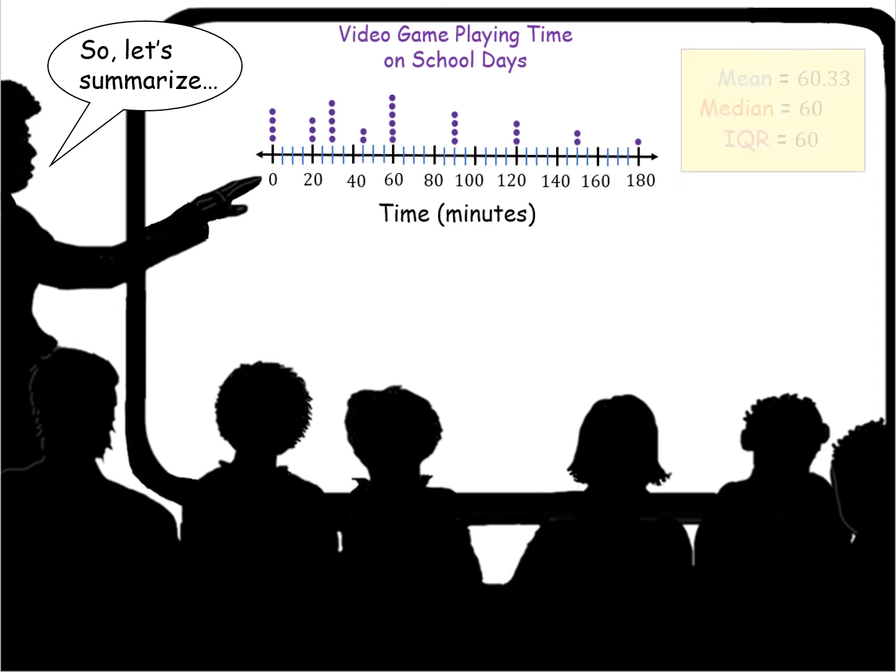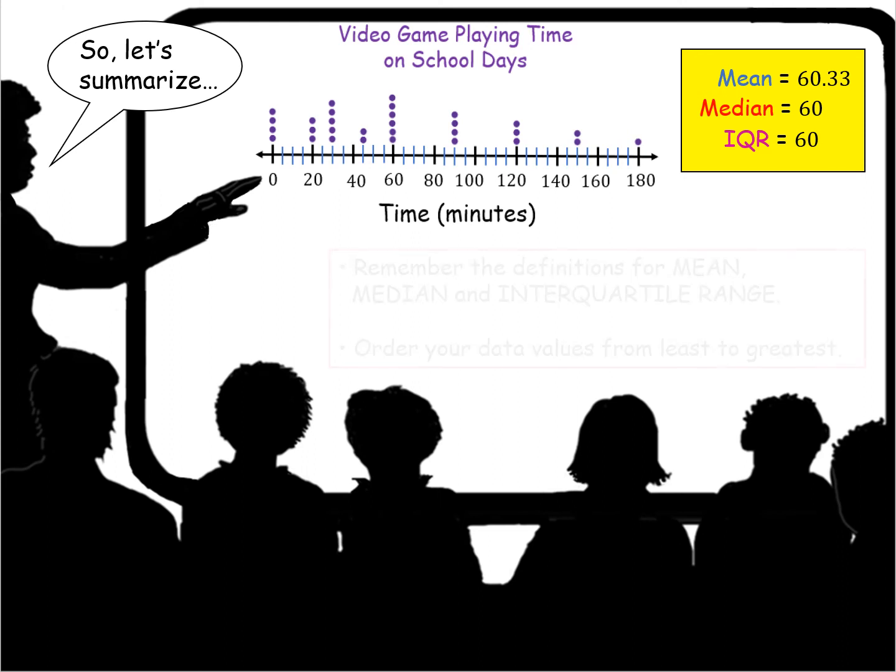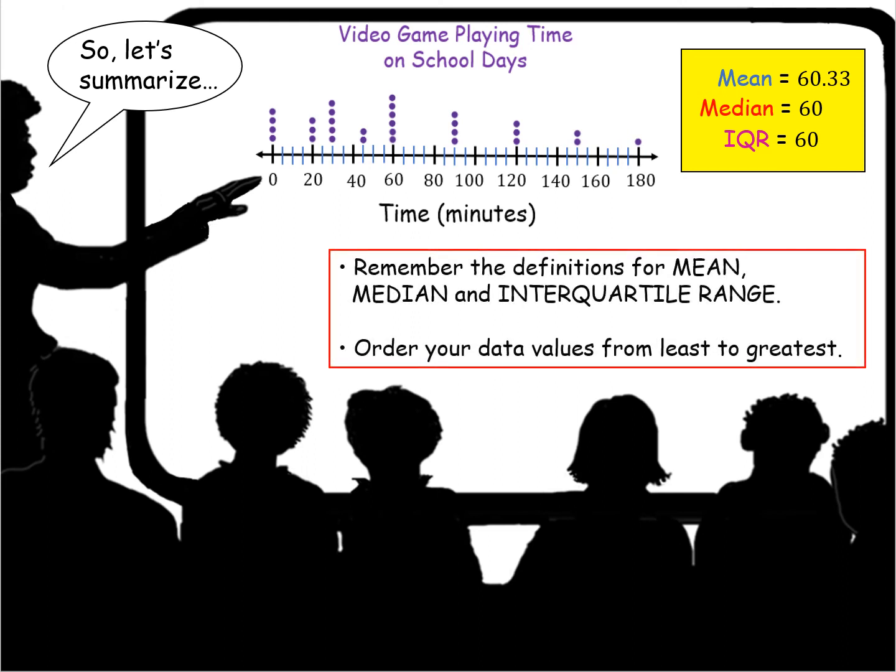Alright, let's summarize. Here we have our dot plot, which shows all of our data values. And we found that the mean was 60.33, the median was 60, and the IQR was also 60. So what did we do? Two things that we had to remember. We certainly have to know our definitions for mean, median, and the interquartile range, and we have to remember how they're calculated. The mean is the average of all the values. The median is the middle value when all the values are written in order from least to greatest. And the interquartile range is Q3 minus Q1.